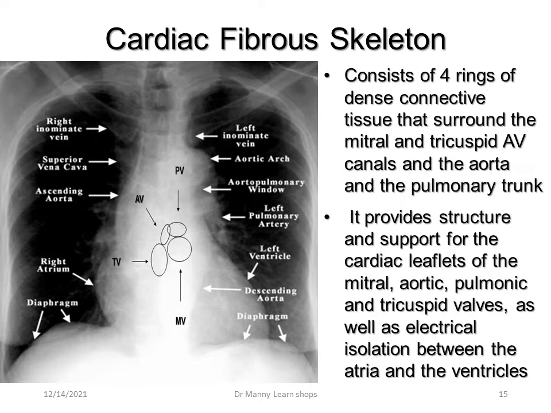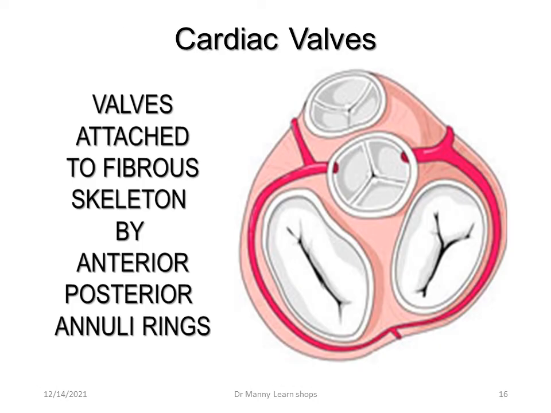And that becomes important. Look at the ECG Learn shop that I provide when we look at now anomalous pathways, which can create atrial tachydysrhythmias and sometimes ventricular tachydysrhythmias. Now, the cardiac valves are actually attached to the fibrous skeleton by anterior and posterior annuli rings.